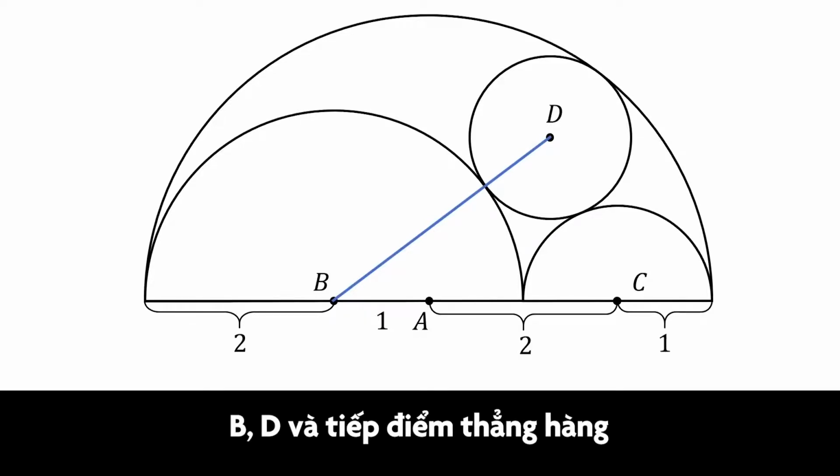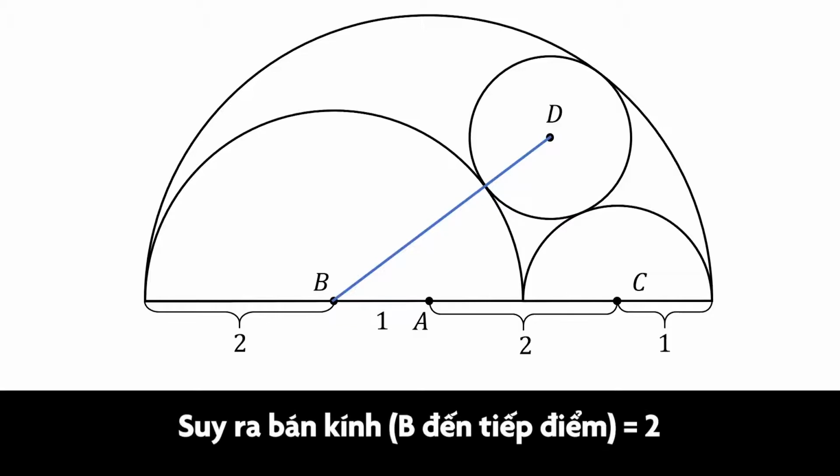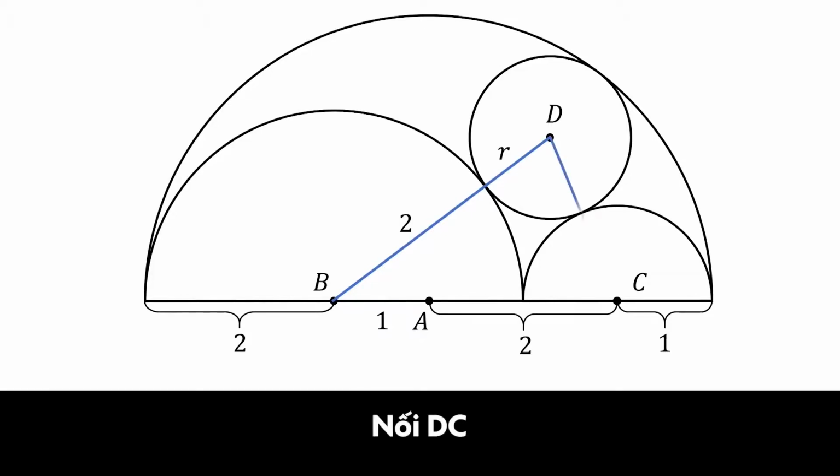BD and its tangent point will be collinear. Therefore, B to its radius will be a distance of 2, and suppose circle D has a radius equal to r. Similarly, construct DC. This will be the radius of D plus the radius of C.